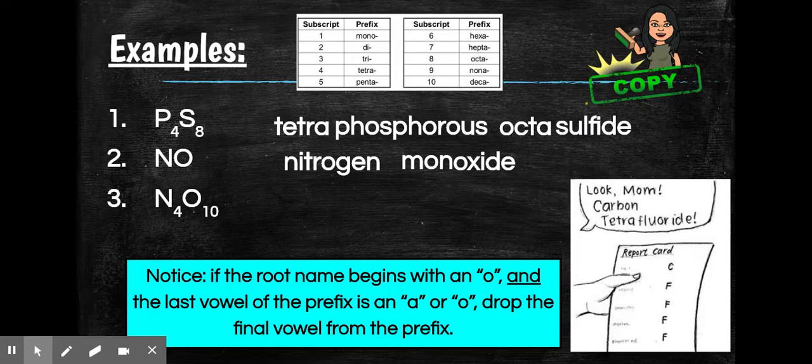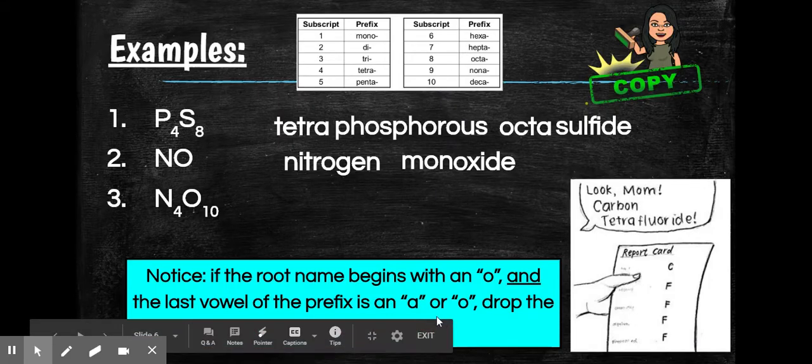You've probably heard of carbon monoxide before because of carbon monoxide poisoning, but notice it isn't monooxide. We drop the O in the prefix, and the rule says if the root name begins with an O and the last vowel of the prefix is an A or an O, drop the final vowel from the prefix. So if I'm dealing with mono, drop the O, right? I'm looking at di, we wouldn't drop that. It's not an A or an O. We have tetra. Tetra would drop the A, so it would be tetroxide. Penta would drop the A, so it would be pentoxide, and so on. So anything that ends in an A or an O, we would drop in front of oxygen.